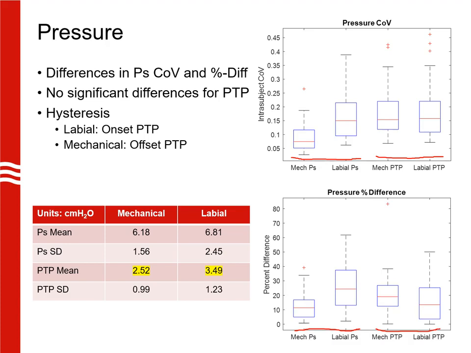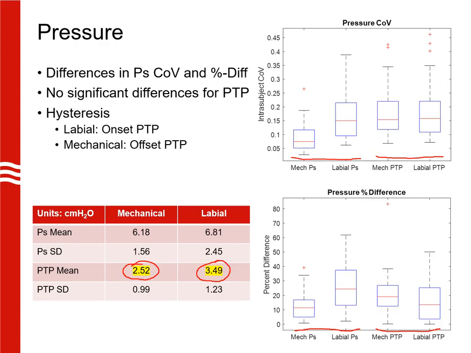The data in the table is the actual pressure measurements in the units of centimeters of water. I would like to point out that the mean PTP values were significantly different between mechanical and labial methods. So here we have the mechanical PTP and the labial PTP.